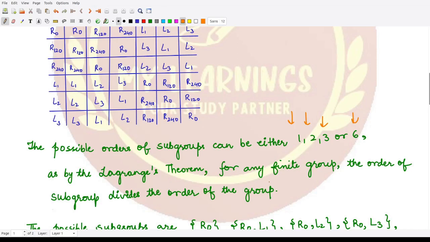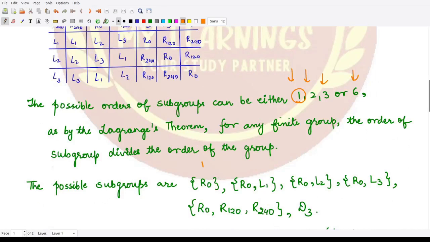So what are the possible subgroups? The subgroup of order 1 contains just the identity element, and that of order 6 is the whole group D3. These are the two trivial subgroups of D3. What about the other subgroups? The subgroups of order 2 are {R0, L1}, {R0, L2} and {R0, L3}, each consisting of the identity element together with a reflection. And the subgroup of order 3 consists of all the 3 rotations.